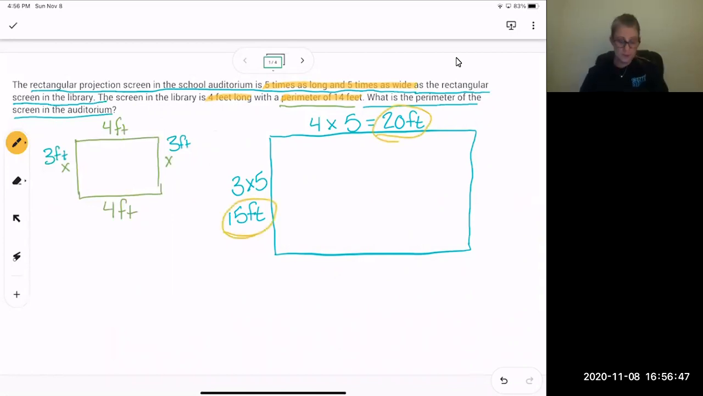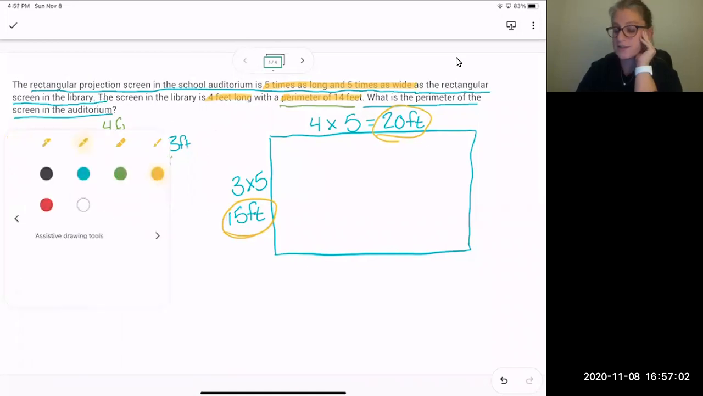And you guys know how to find the perimeter. So go ahead and on your own, find your perimeter of the screen in the auditorium, and then unpause your video to check and make sure that your answer is correct.